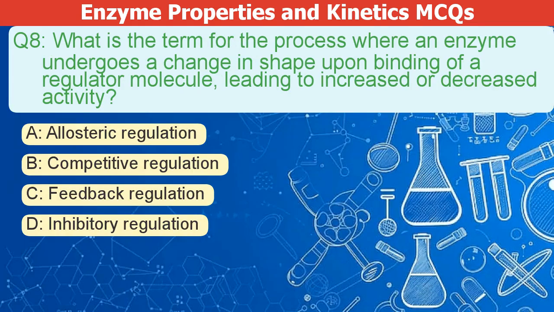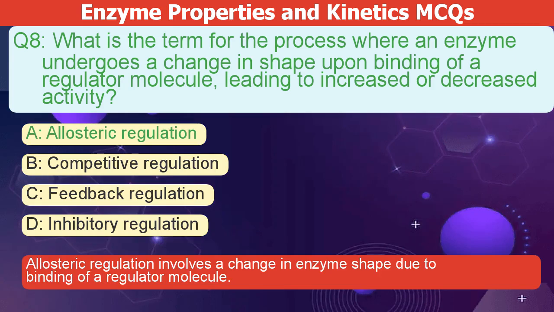What is the term for the process where an enzyme changes shape when a regulator molecule binds, making it more or less active? A. Allosteric regulation. B. Competitive regulation. C. Feedback regulation. D. Inhibitory regulation. The correct answer is A. Allosteric regulation involves a change in enzyme shape due to binding of a regulator molecule.